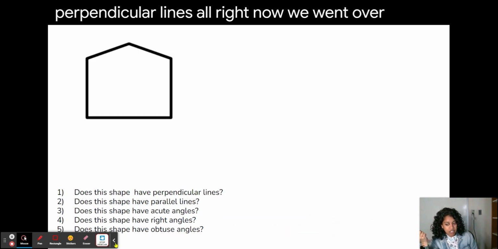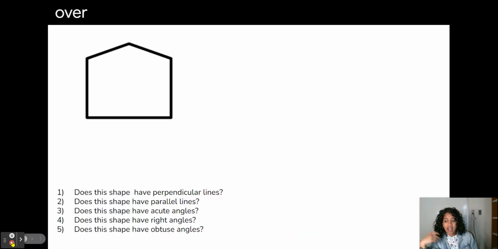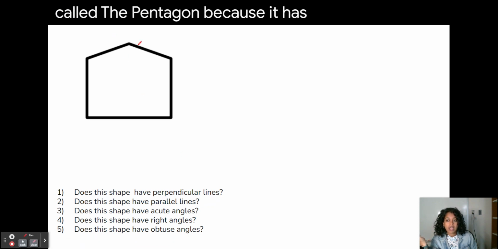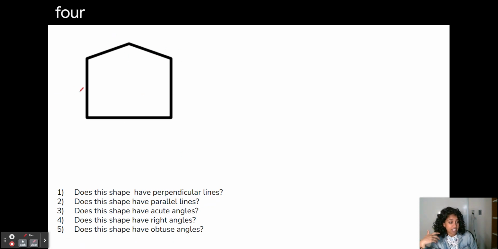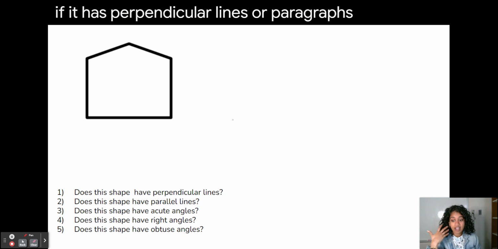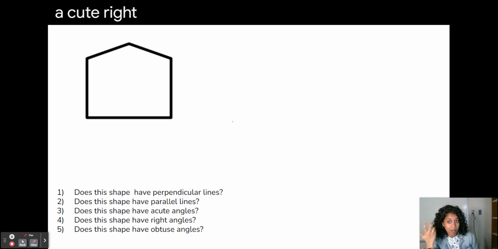Now we went over our vocabulary. Let's look at this shape. Over here, I have a shape. This is called a pentagon. It's called a pentagon because it has 1, 2, 3, 4, 5 sides. We're going to answer these questions and see if we can determine if it has perpendicular lines or parallel lines, or if it has acute, right, or obtuse angles.